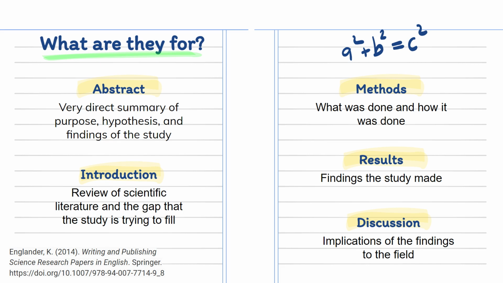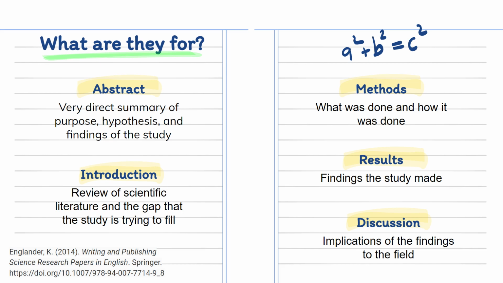The abstract is just a very direct summary of everything you need to know about this paper, right? What was the purpose? What was the hypothesis? What were the findings? It's going to be pretty short and very important. This is when you will be able to discard a paper that is not relevant to your research.